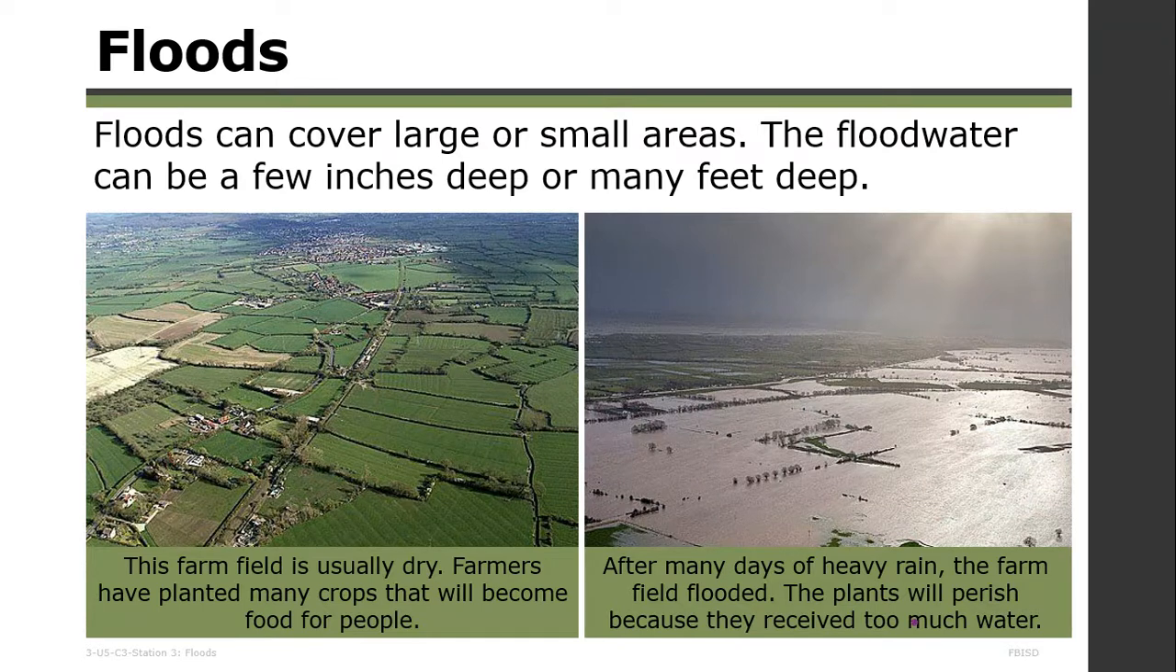Look at the picture on the left. This farm field is usually dry. Farmers have planted many crops that will become food for people. On the right, after many days of heavy rain, the farm field is flooded. The plants will perish because they received too much rain.